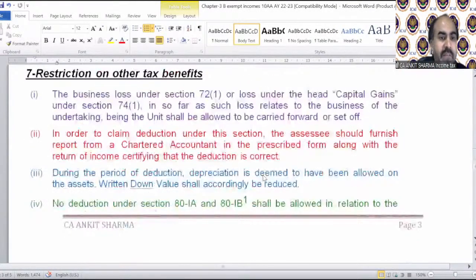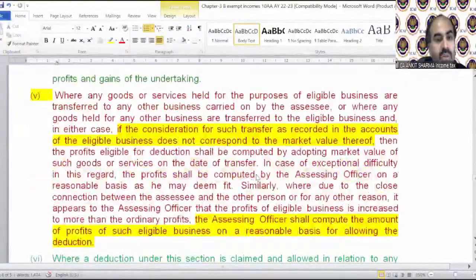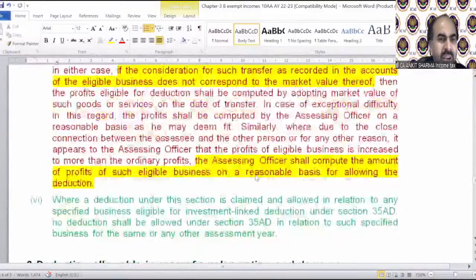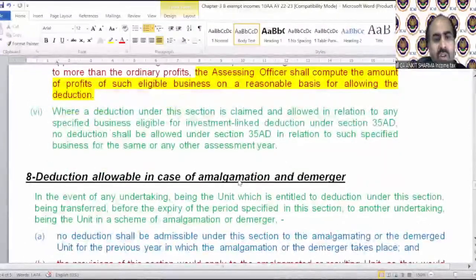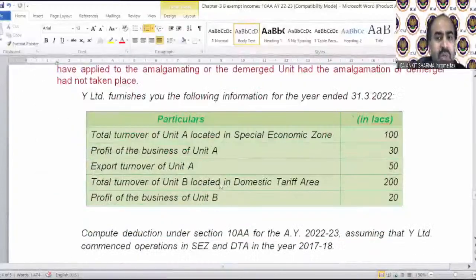Restriction of the tax benefit: you need a chartered accountant report, etc. These are the basic provisions. You can read them out, of course. Then the provision on deduction allowable in case of amalgamation and demerger. If your unit has been amalgamated into another unit, then the new business will take the advantage of the deduction. The old cannot take the advantage of that deduction, whether in case of amalgamation or demerger. You can read it out. There's nothing special.